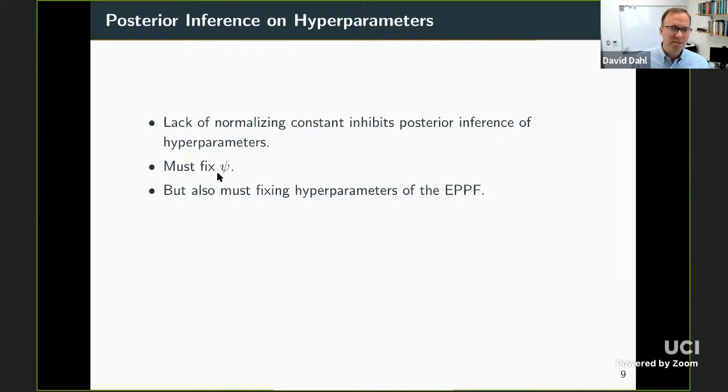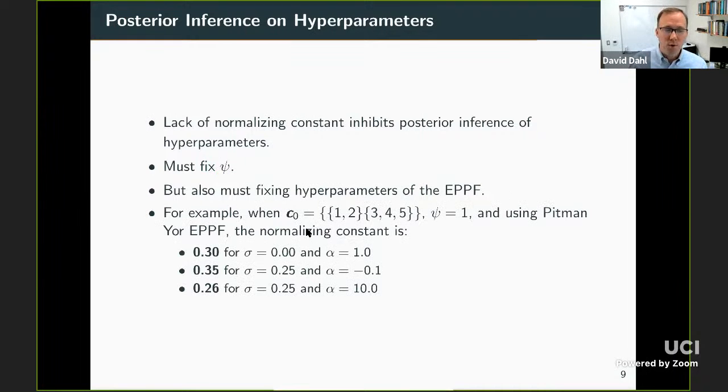So fixing the penalization parameter psi is, we think, a necessary thing to do in the context of this formulation. But it's not just that we can't make posterior inference on psi; we also must fix the other hyperparameters associated with the EPPF. We're talking about something like the Pitman-Yor EPPF, where we have a concentration parameter and a discount parameter. The normalizing constant will depend not only on the psi value, but also on the hyperparameters of the baseline EPPF. As such, we also can't make inference on these hyperparameters, which we typically like to do in Bayesian modeling.